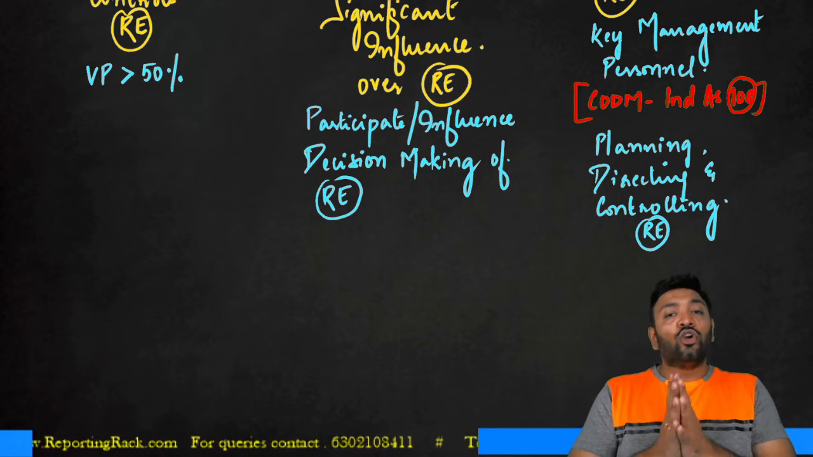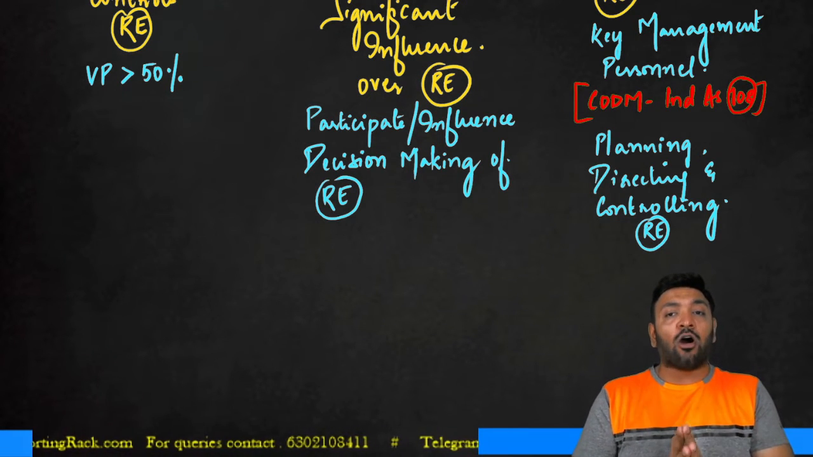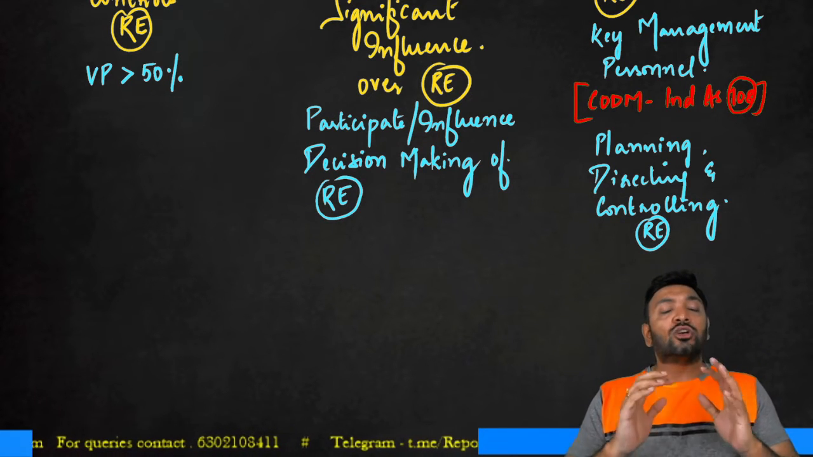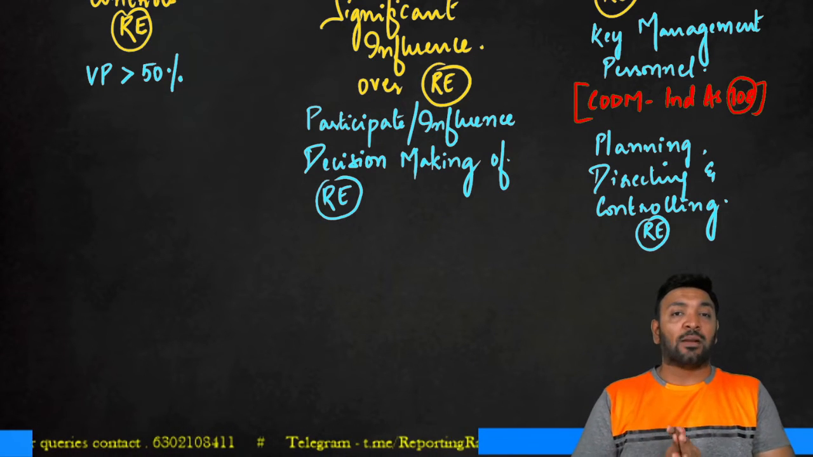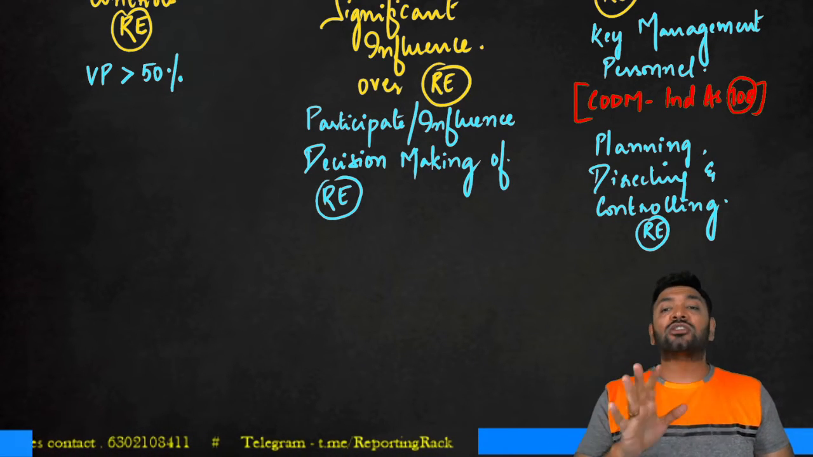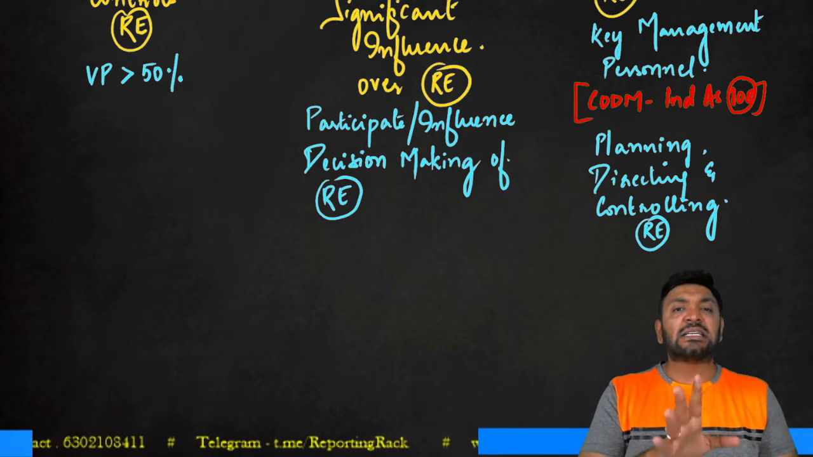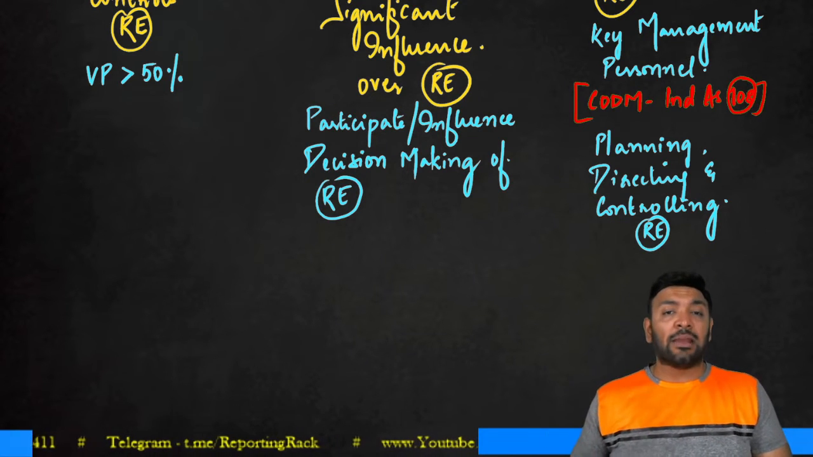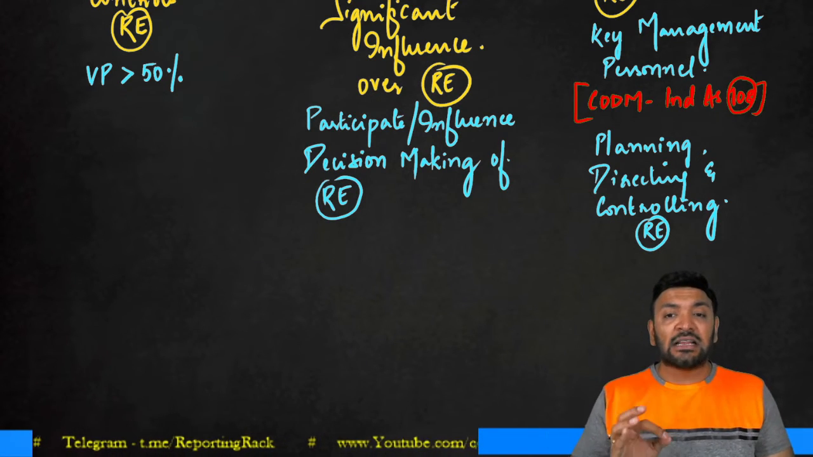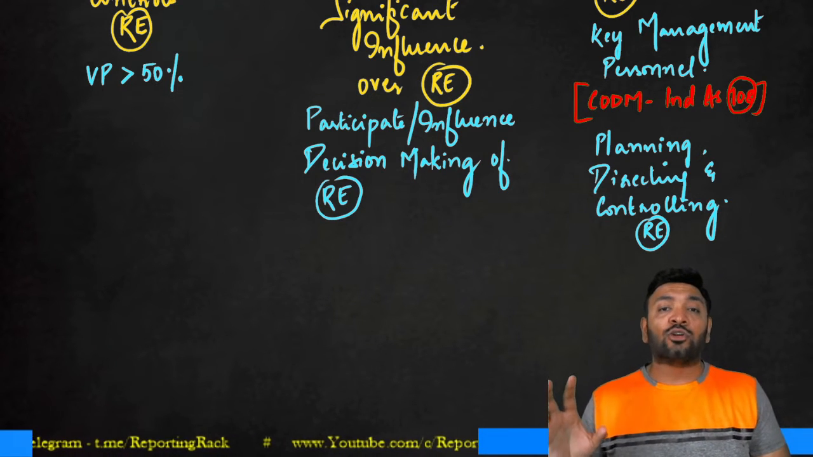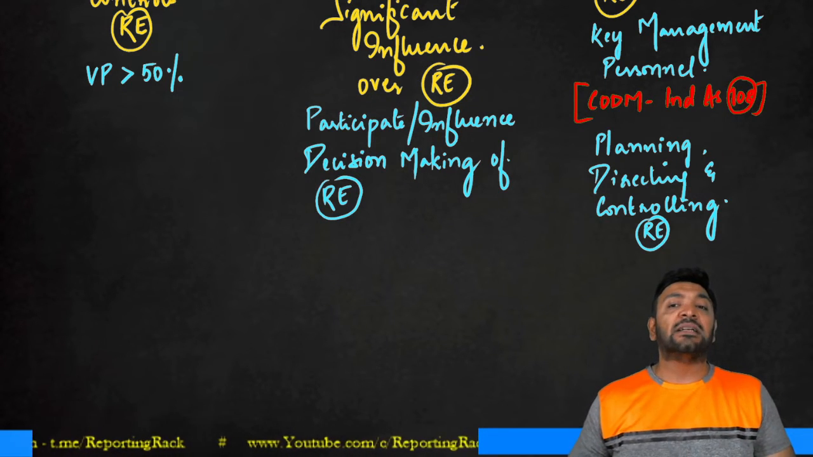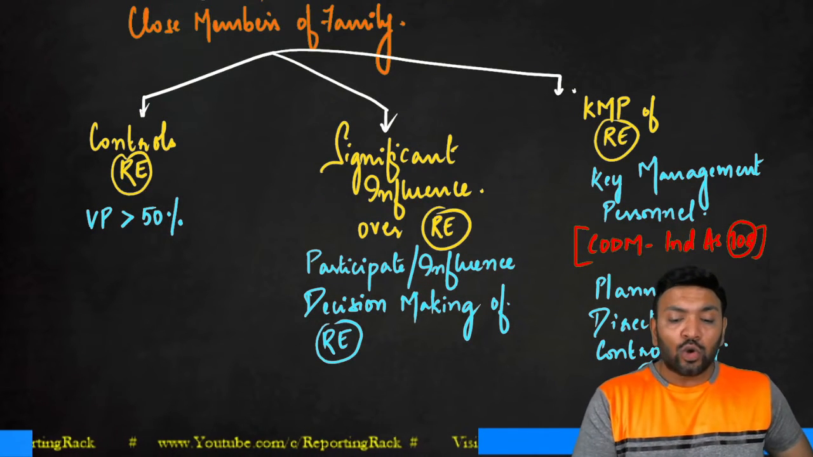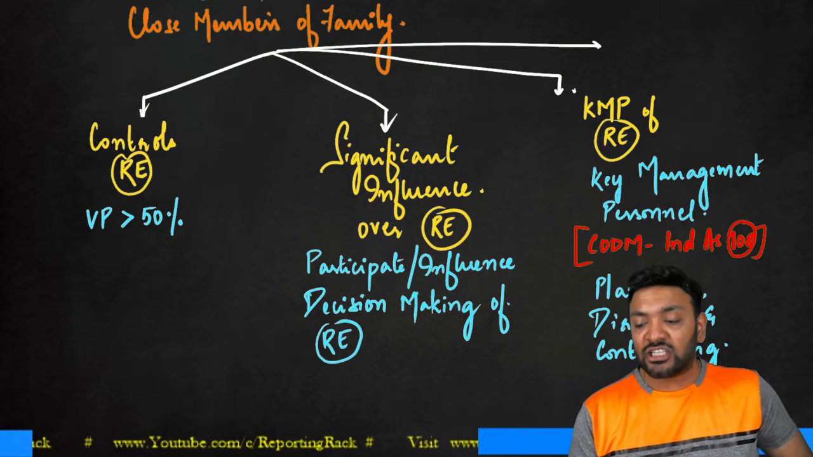Don't go with the word. No enterprise today has named any designation as key management person. The designations which belong to key management personnel should be CEO, CFO, MD. These people are generally called key management persons. The one who accesses information for planning, directing, and controlling the reporting enterprise can be considered a KMP. Clear?